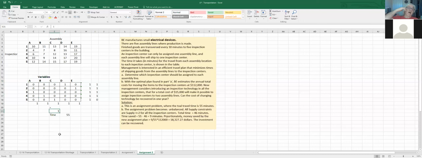Anyone? Well, is it clear to you that one of those must be 0 because this one will not be needed? We only have 4 inspection centers, so only 4 assembly lines are needed. But which one? I want the model to tell me which one. Anybody wants to make a correction now?